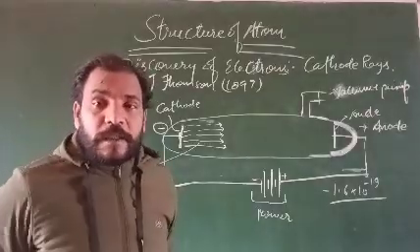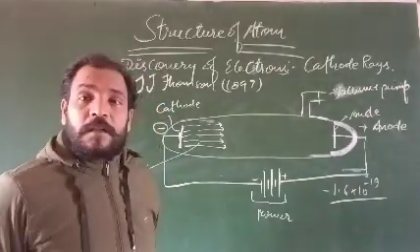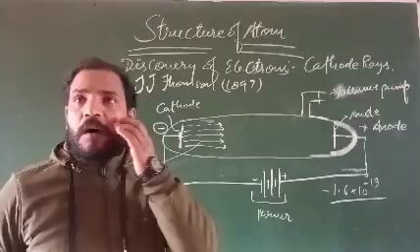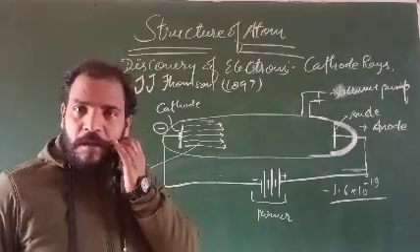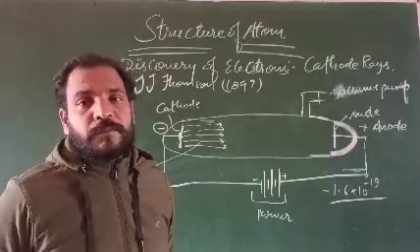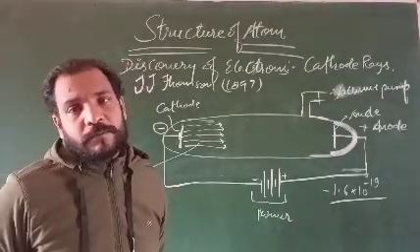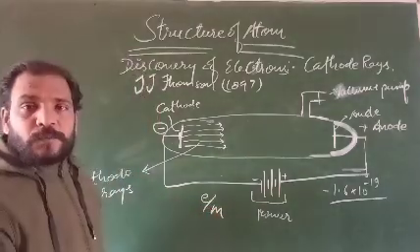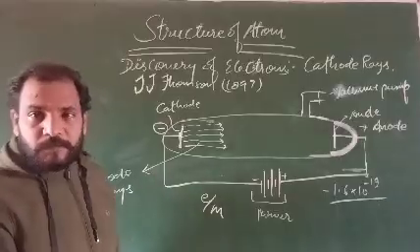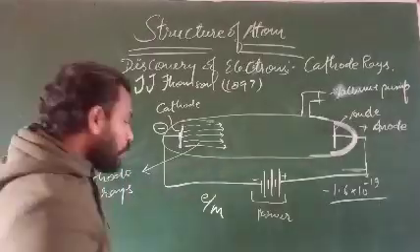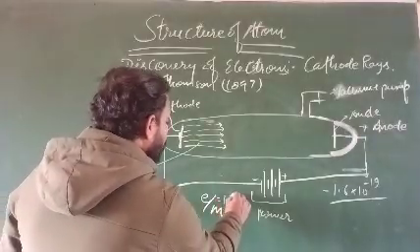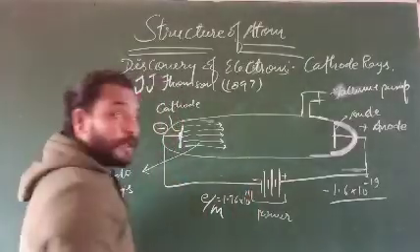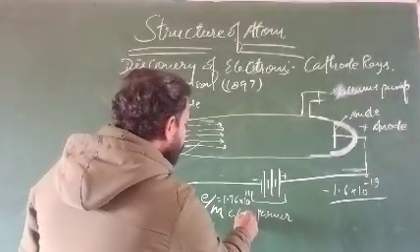Thomson calculated the charge to mass ratio of the electron, which is the same for electrons of all types of gases and all substances. The charge to mass ratio, that is e/m, was calculated by Thomson first of all for the electron, and it was equal to 1.76 into 10 to the power 11 coulomb per kilogram.